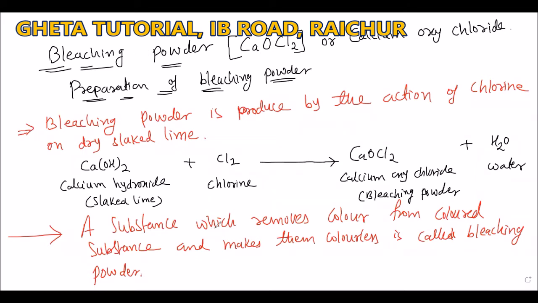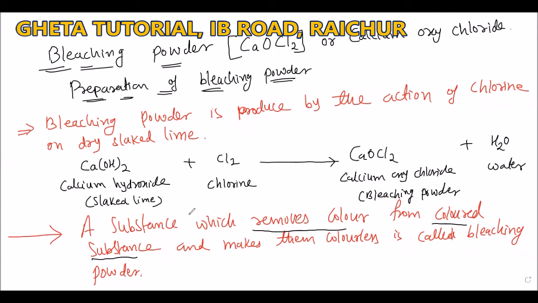Here bleaching is nothing but one example. If you want to remove the color of your pant or jeans, then you have to go for the bleaching. Why? Because bleaching is the substance which removes the color from the colored substance. If it is a blue color, then we remove the color and make the pant completely colorless, nothing but white. After that, you can apply any other colors on that particular jeans or pant.